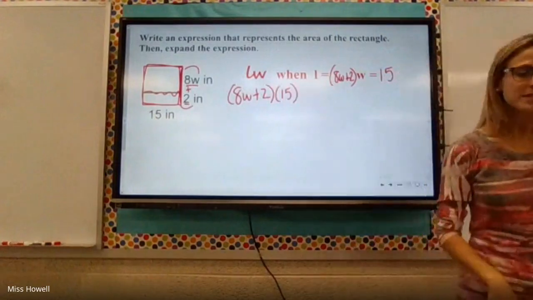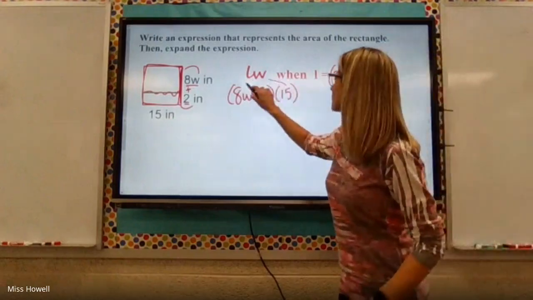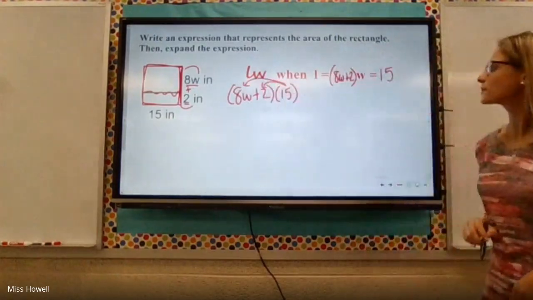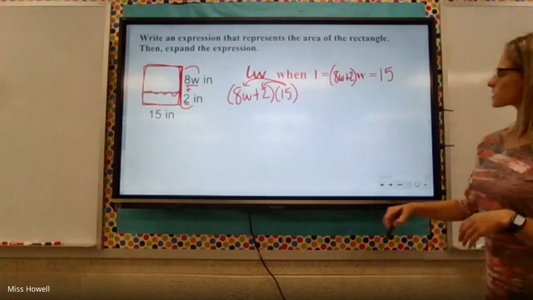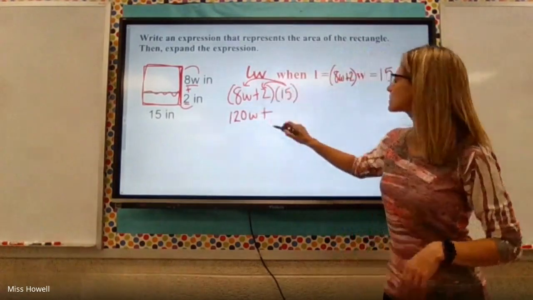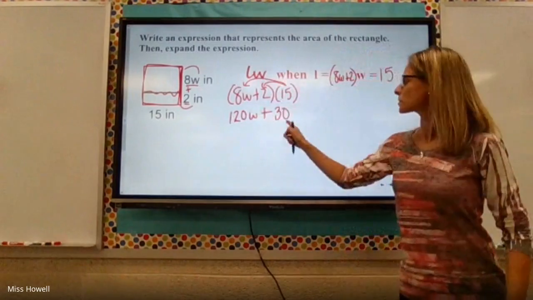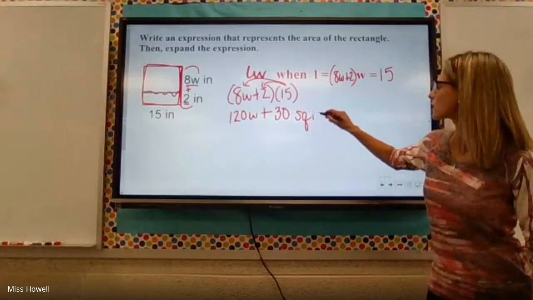All right, we want to simplify, so expand using our distributive property. 15 times 8w and 15 times 2. 15 times 8w would give us 120w plus 15 times 2 would give us a 30. Those are not like terms, and we should have square inches as our label.